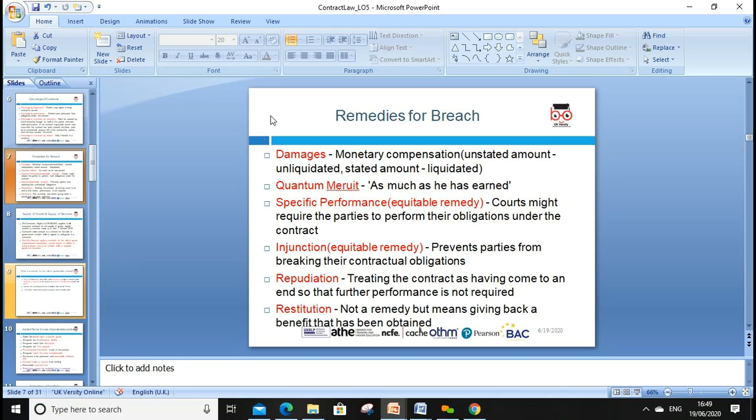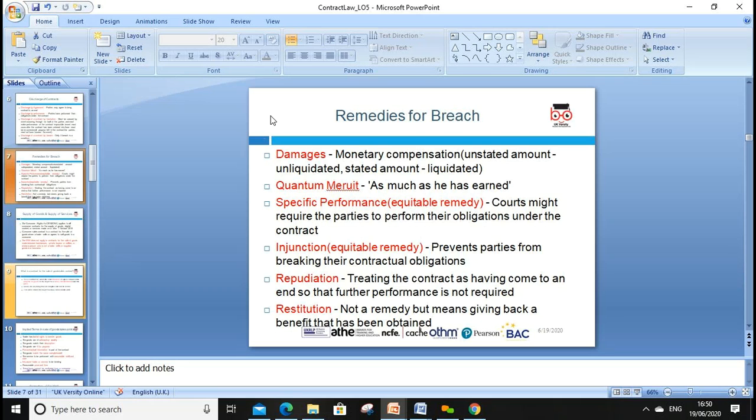Specific performance is an equitable remedy. The court might require the party to perform their obligation under the contract. Also, an injunction, another equitable remedy. If you have assets and you have not fulfilled your obligation, for example you have not paid the credit card bill, the court can give an order, and we can place a charge against your property, and when you sell the property, you will have to pay. So it prevents the parties from breaking the contractual obligation.